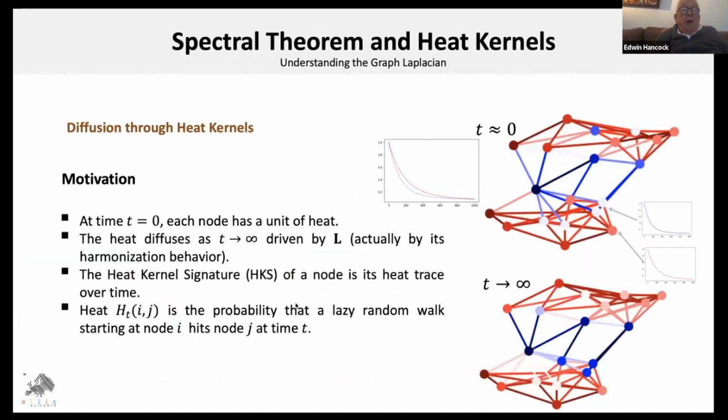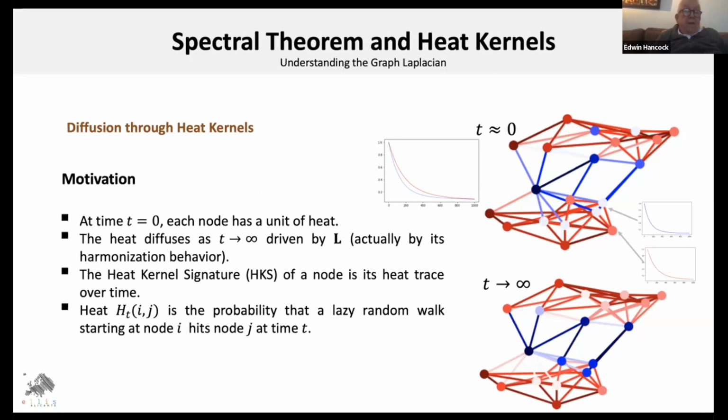So why is the heat kernel important? Well, we can use it to define heat diffusion, or the behavior of a continuous time random walker on the graph. So we start with the following situation. At t equals 0, each node has a unit of heat associated with it. And as t goes to infinity, heat diffuses across the graph, driven by the Laplacian according to the heat equation. And the heat equation just says that the heat at time t plus 1 is given by the heat at time t multiplied by the heat kernel.